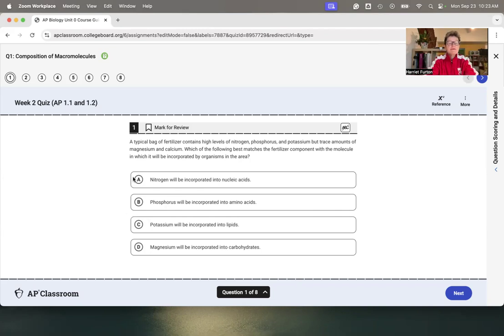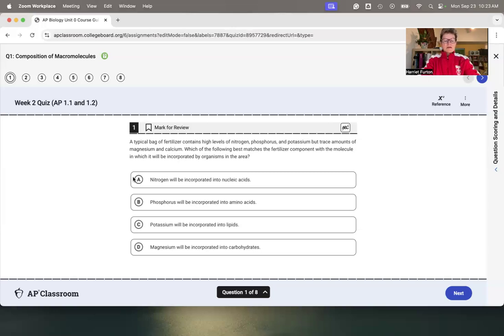So, question number 1: a typical bag of fertilizer contains a high level of nitrogen, phosphorus, potassium, and a trace amount of magnesium and calcium. Which of the following best matches the fertilizer components with the molecule in which it will be incorporated by organisms in the area? That relates to the note-taking guideline, question number 8.